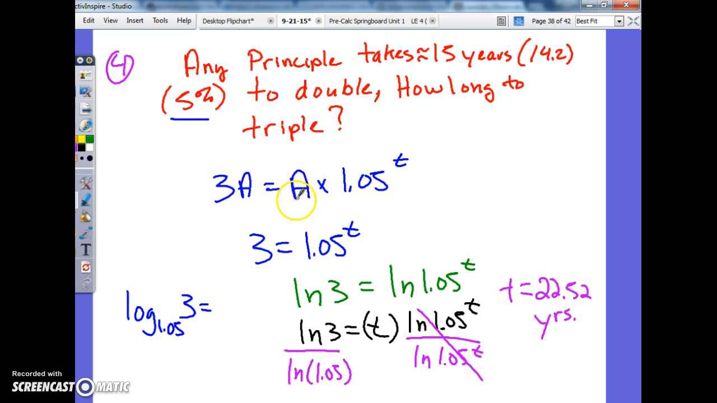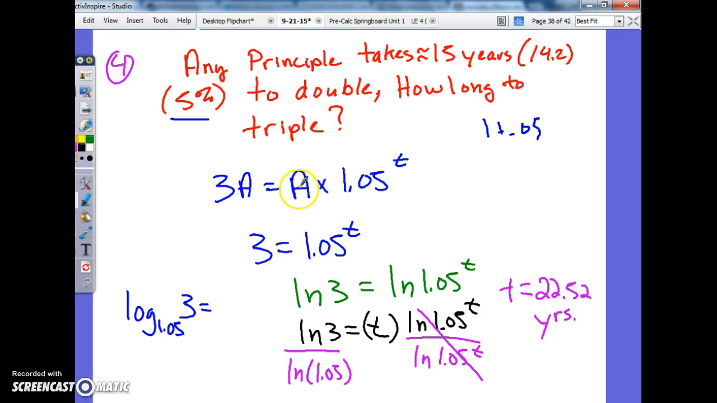So here, my initial amount, you can call it P or A, I don't care, times my rate of 5%, which is 1.05. 1 plus that 5% in decimal form is 1.05 to the t power. Here's my A times B to the x, an exponential function. We don't know A, and it doesn't really matter. Any principal, because it doesn't matter, could be 10,000, whatever, but it's this initial amount becomes 3.